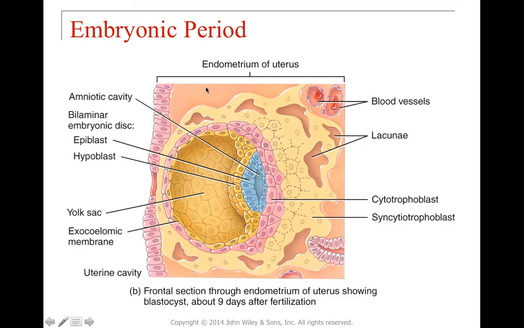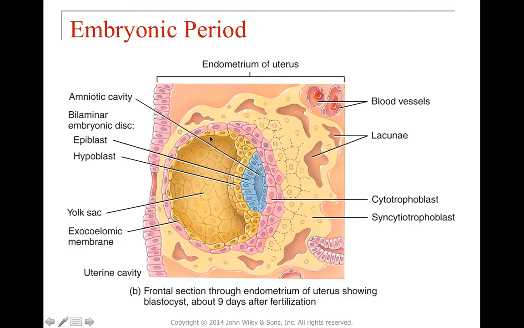Alright, so again, reorienting ourselves. This is the endometrium of the uterus. We have now completely successfully embedded ourselves into the uterine lining. This here is the amniotic cavity. And again, we still have that bilaminar embryonic disc, which is separated into the epiblast and the hypoblast. And then around that, here's the exocoelomic membrane right there, which is going to directly connect with the hypoblast and form what's called the yolk sac. So this region here is going to be the yolk sac.